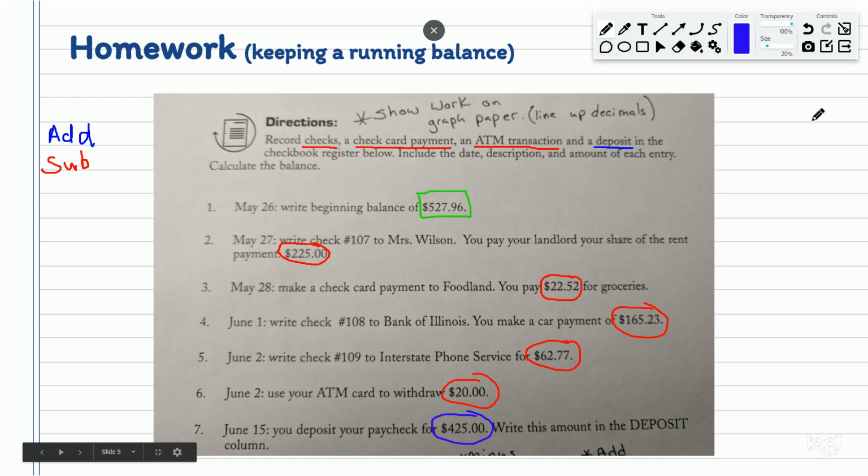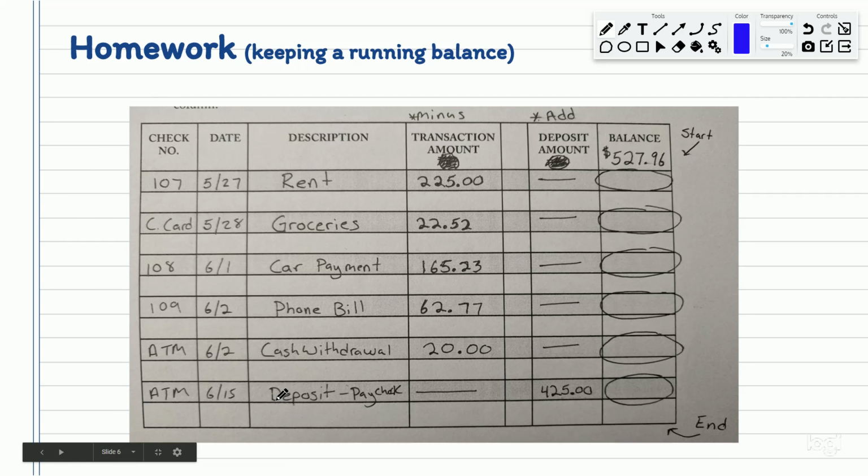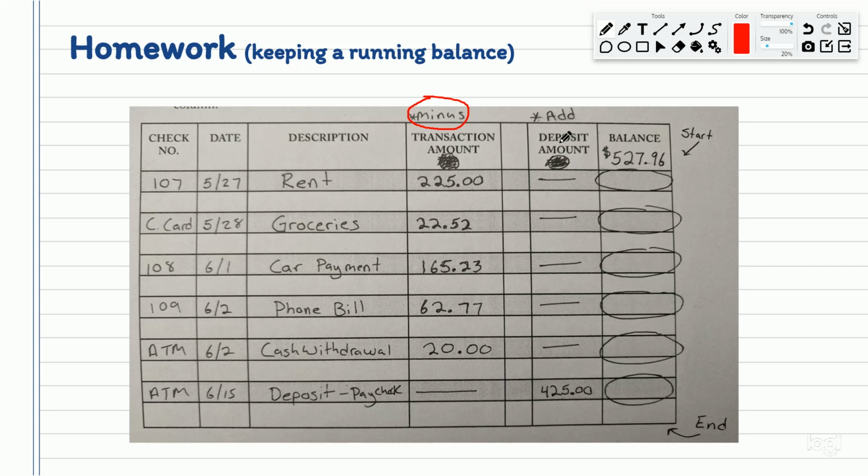So on the bottom part of this page, there is your actual balance that you're going to be filling out. And it looks like this. So I already wrote the check numbers, credit cards, the dates, the description of what this money is going for. And then I have the transaction amount. And whenever we have a transaction amount, we are going to be subtracting money. And whenever we have a deposit amount, that is going to be adding money. So if you look, we have a bunch of subtraction ones that we talked about earlier, and then we have one that is adding.